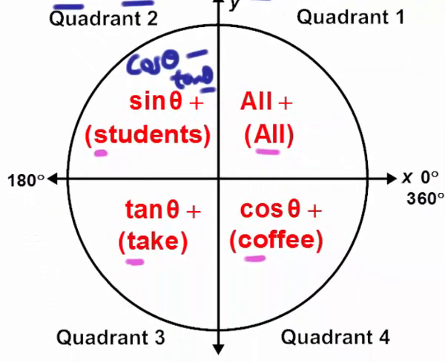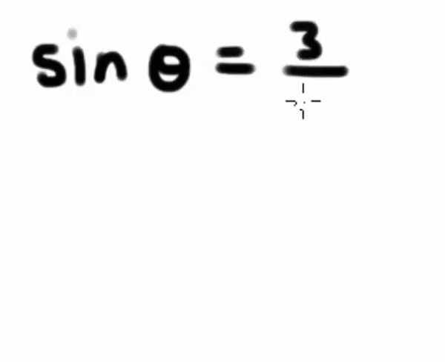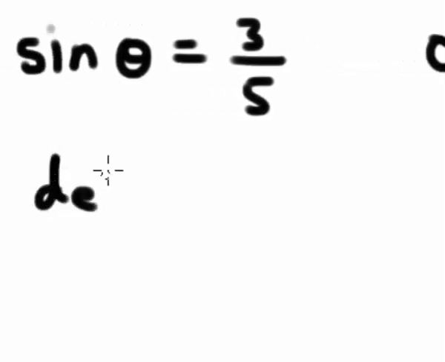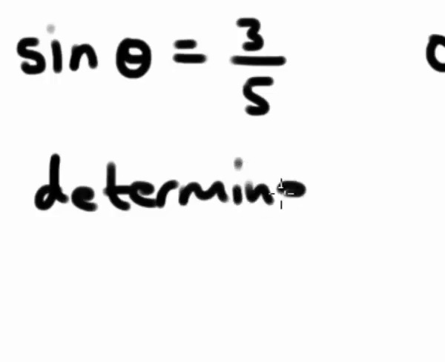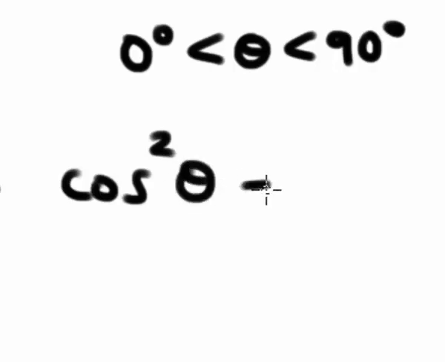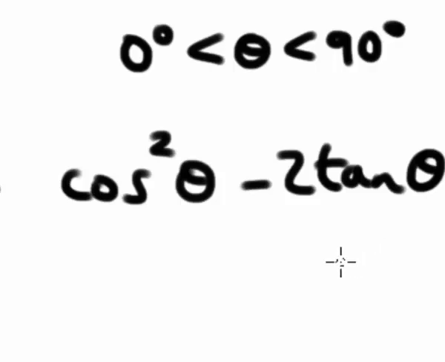Okay, now I'm going to show you an example of what we call a coordinates diagram. And how it works is, here's a little example. I'm going to give you sine theta is equal to 3 over 5, and then 0 is less than theta is less than 90 degrees, and you've got to then determine, without using a calculator and by means of a diagram, the value of cos squared theta minus 2 tan theta. Okay, no calculator, but by means of a diagram.